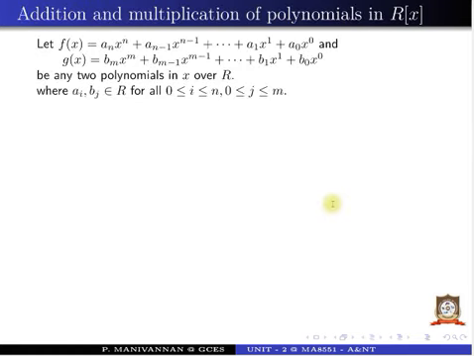It is an example for the polynomial. Now we will move to the addition and multiplication of polynomials in R of x, the collection of polynomials.